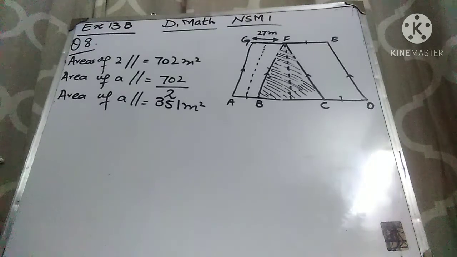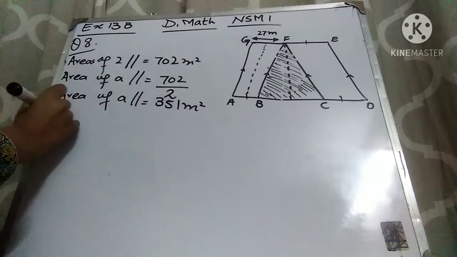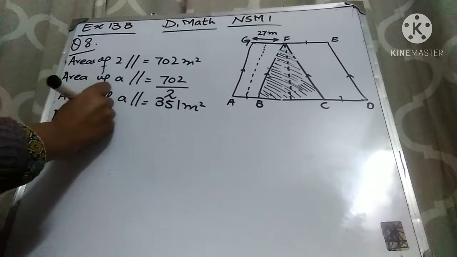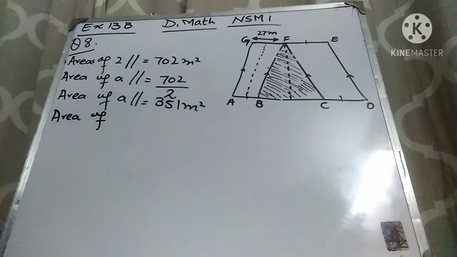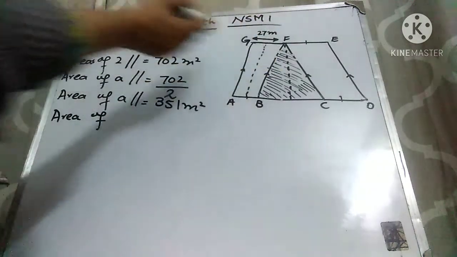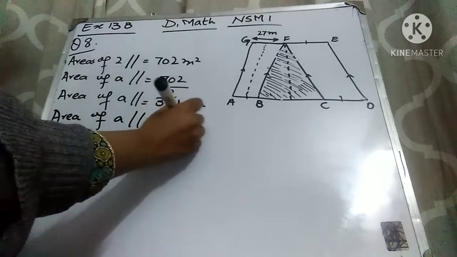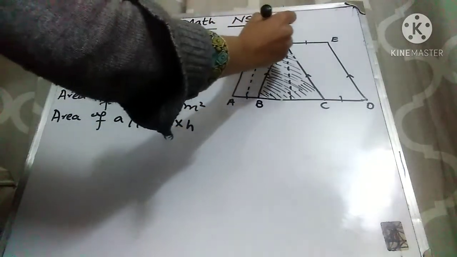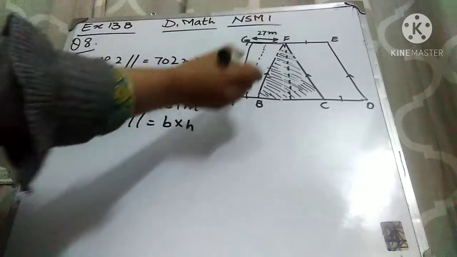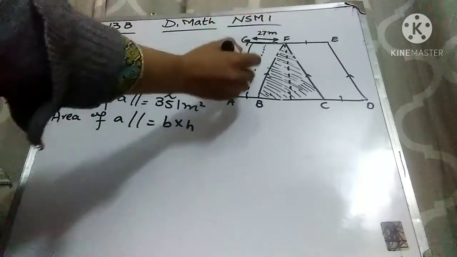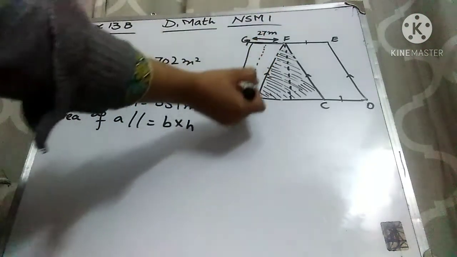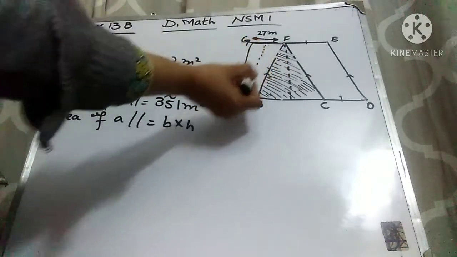You know the formula for the area of the parallelogram. From it, we can find out the height, which will be equal to the height of this triangle. The area of a parallelogram is base multiplied by height. If I take this as the base, and again I'm telling you any perpendicular line on the base is its height, so this will be the height.